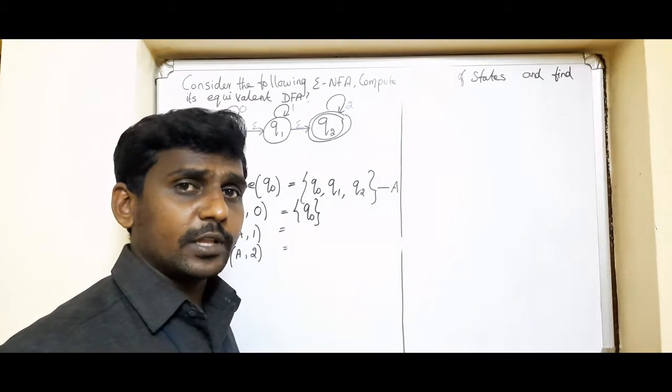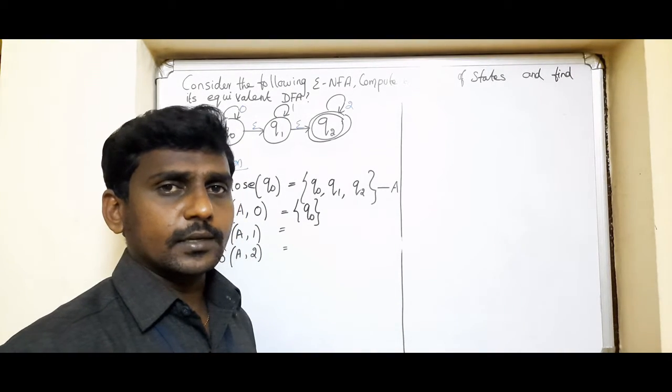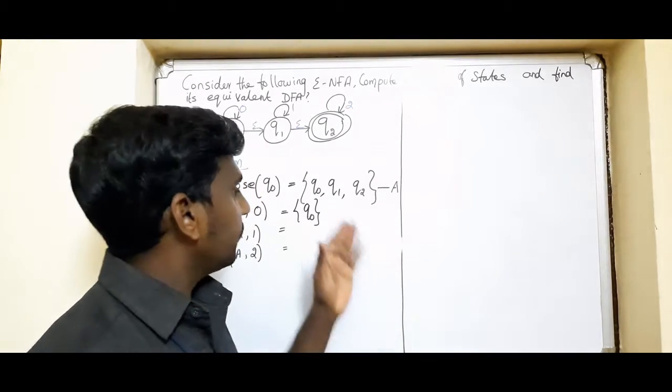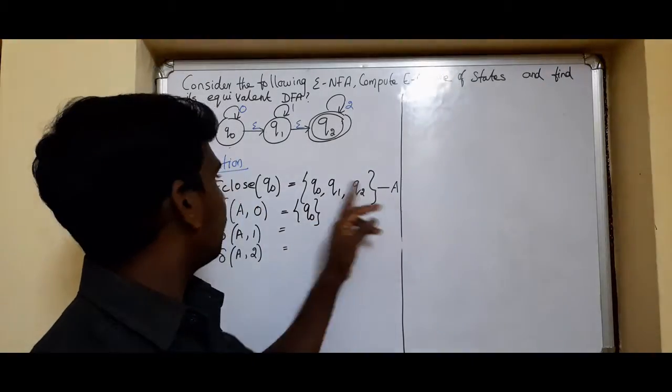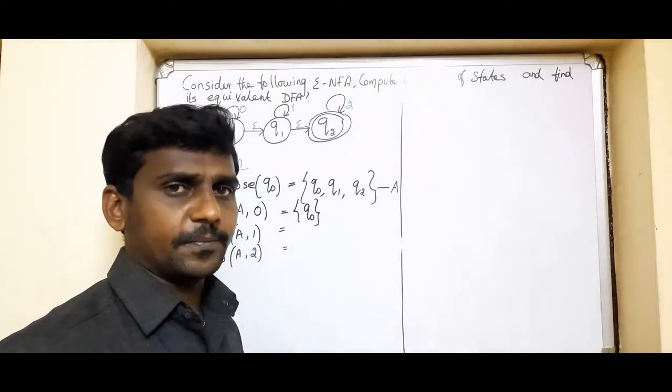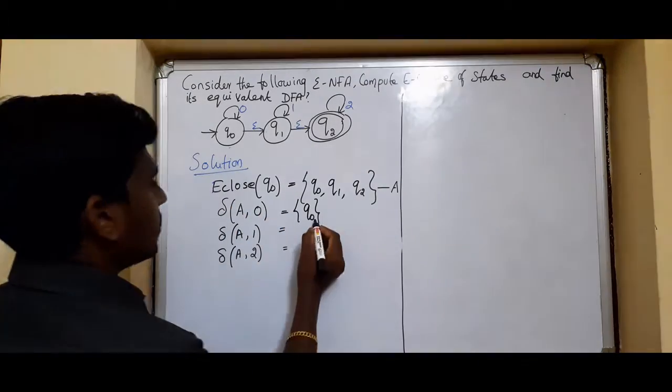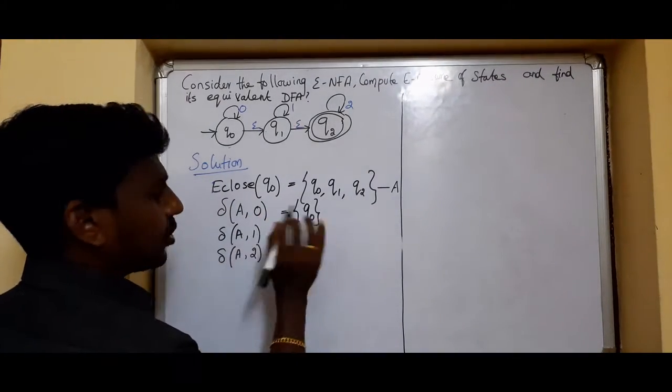Okay, as in the previous problem, you shouldn't confuse these two methods. That is NFA to DFA conversion, where we mark the states as A, B, C like that. But here we will mark only the E closure function. So this is A comma 0, Q0.